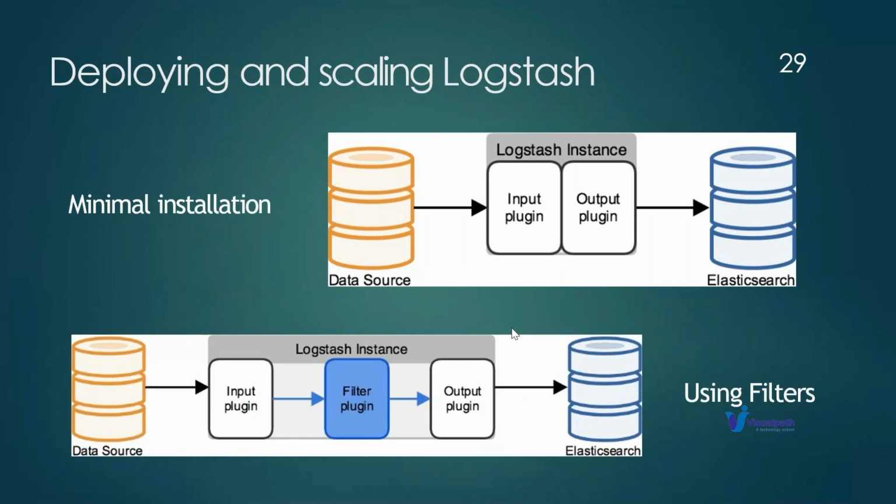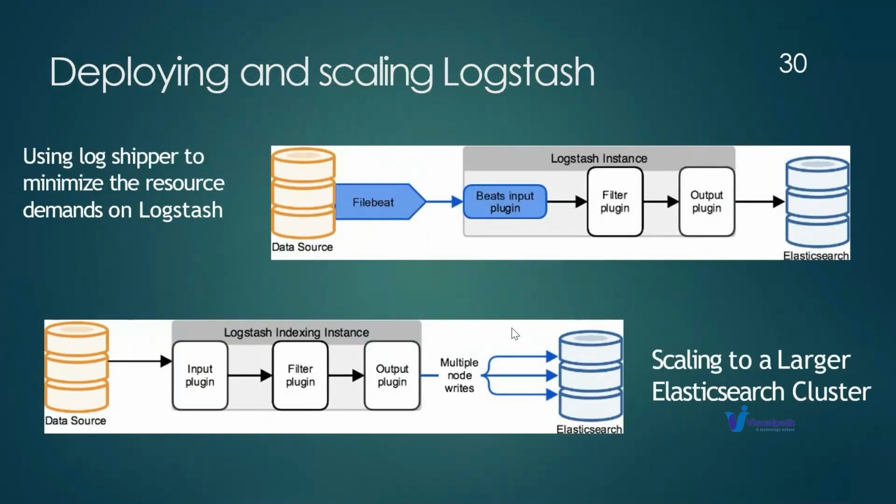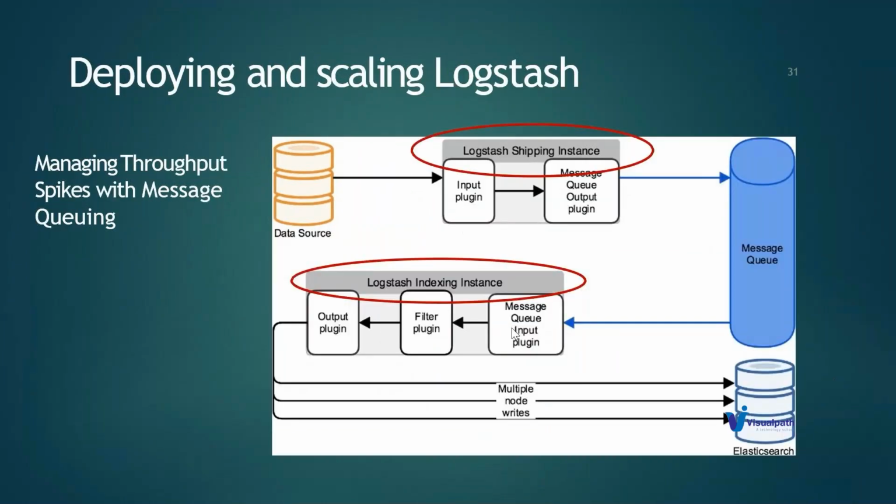There are two types of installation structure available in Logstash. One is minimal and one is using filters. Minimal is the one in which you are not adding any filters, which I have explained. You have a data source, you have input and output, and you are sending all the data. The second one is using filters, in which you use filter plugins. There is also one more structure in which you can use Filebeat, which is an input for Logstash, and you can send data to multiple Elasticsearch nodes as well. This is one more structure available.